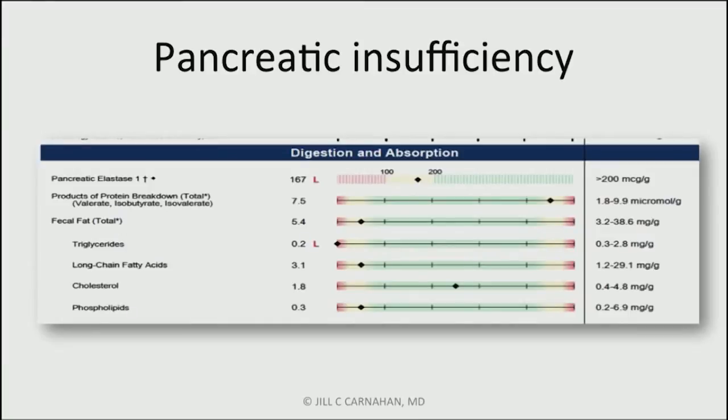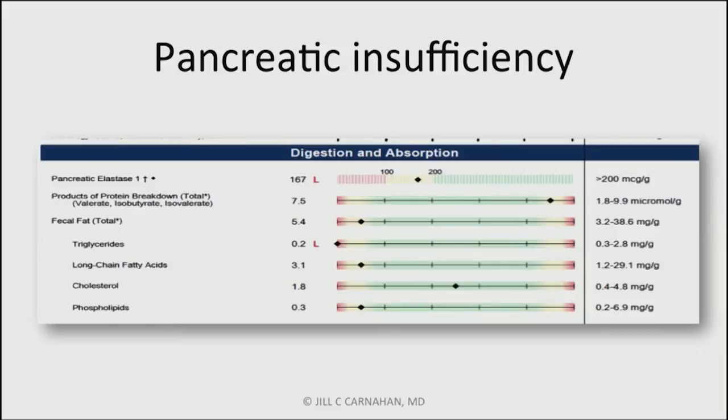And then the pancreatic elastase is a great marker. It's independent of pancreatic enzymes, so if the patient is taking enzymes, it's still accurate. It's a stool marker. And less than 200 is significant pancreatic insufficiency. So this patient was not digesting fats in his bowel at all.